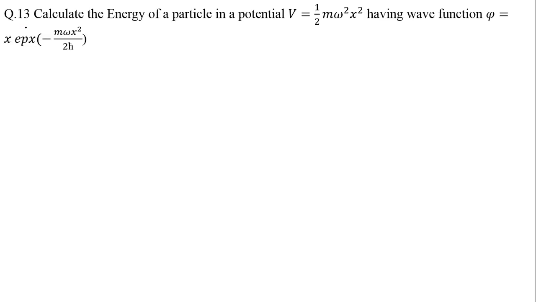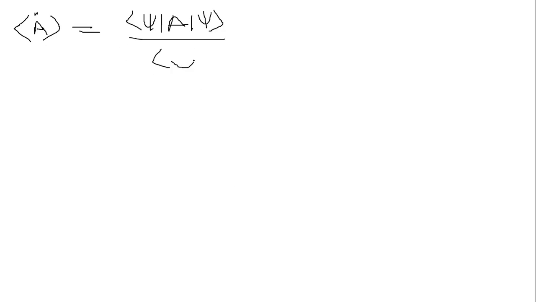So basically, generally for a state or wave function psi, if we are calculating the expectation value of an operator A, we represent it as <psi|A|psi> divided by <psi|psi>. So this is the expectation value. These notations are called Dirac notations. You must have heard about them in the lectures.